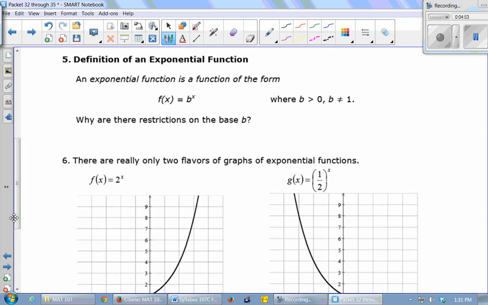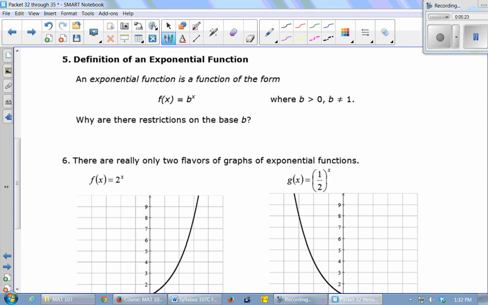The definition of an exponential function is a function of the form b to the x, where you're raising a number. So b is a number like a 2 or a 5 or an 18, and x is the variable. Right, so this is different from a polynomial because a polynomial had x as the base and the number is the exponent. Now they've swapped places. But we have some restrictions on that base. It has to be positive and it can't be 1.